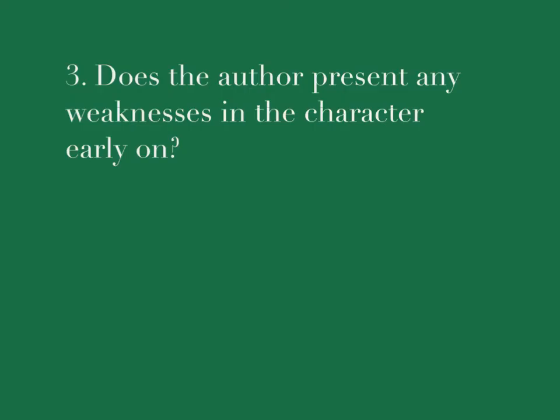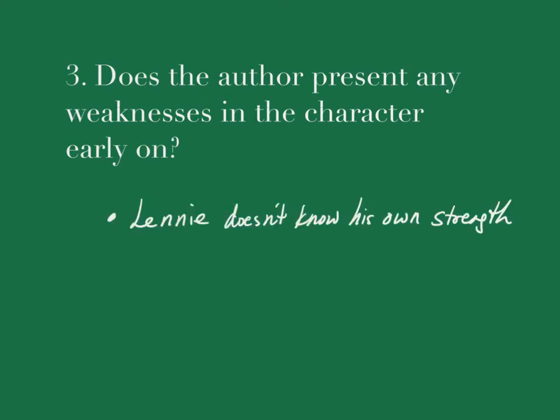Or they might not. In the case of Of Mice and Men, a weakness presented early on is that Lenny doesn't know his own strength. We find that out in chapter 1 when George talks about how Lenny always kills the mice he pets. Lenny never learns how to harness that strength and not harm things. And because he doesn't learn from that weakness, tragically he dies. But that weakness was established in chapter 1 by Steinbeck. And it's that weakness that forms an important part of Lenny's character.